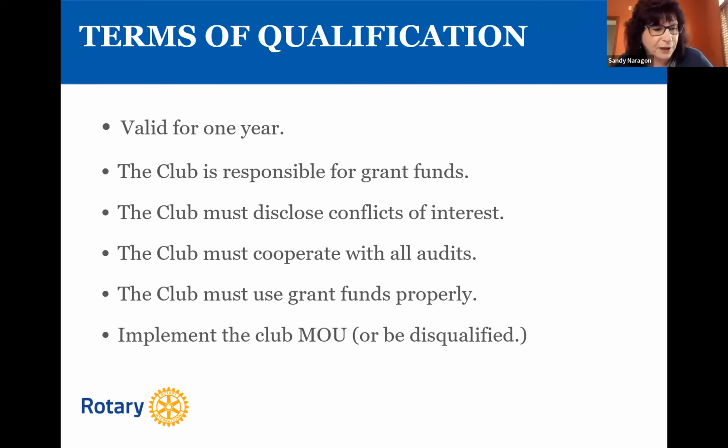And examples of conflicts, perhaps a member of your club also serves on the board of directors for the receiving organization. That's okay. It needs to be disclosed, and there's a sample letter we can give you for that. Other examples of conflict of interest might be using a Rotarian as a vendor. Again, it's okay, but you need to properly disclose that.